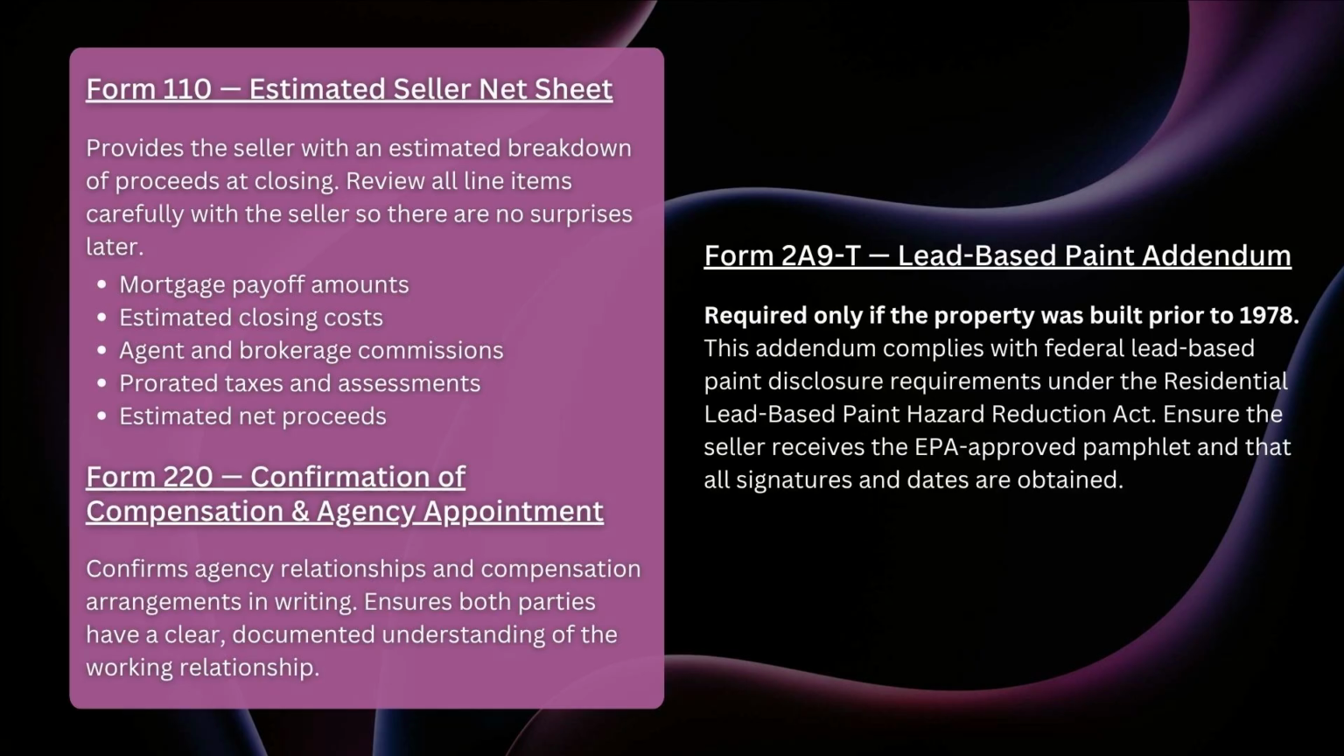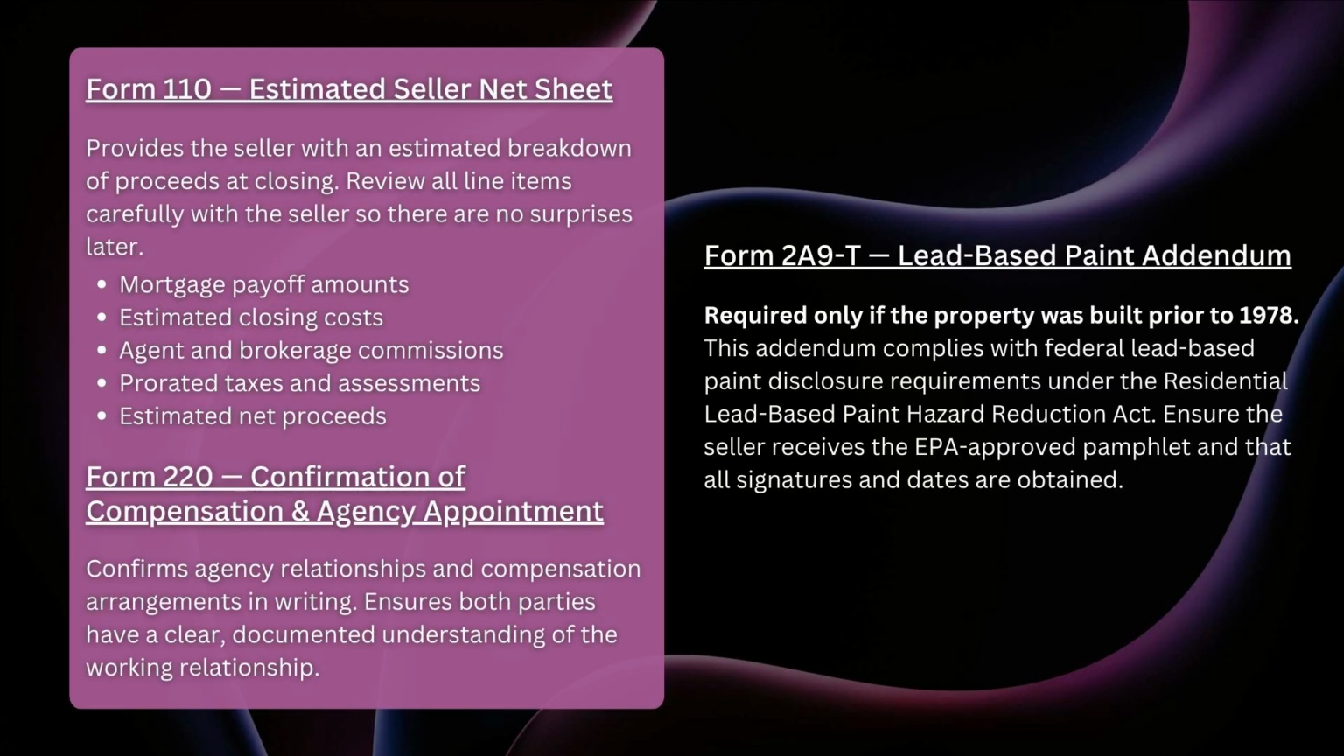As we continue reviewing the required listing documents, there are several additional forms that may be needed depending on the property and transaction. One of these is Form 110, the Estimated Seller Net Sheet. The purpose of this form is to provide the seller with an estimated breakdown of their proceeds at closing. When reviewing this form, be sure to discuss the mortgage payoff, estimated closing costs, commissions, taxes, and estimated net proceeds.